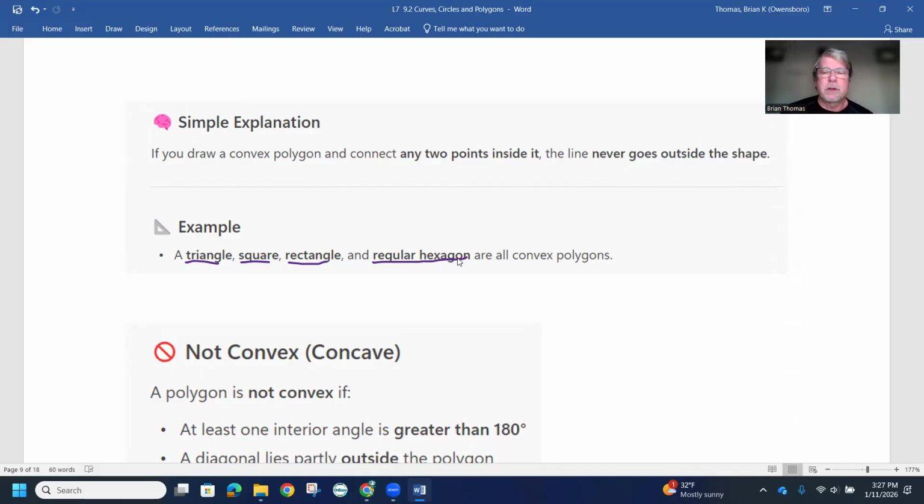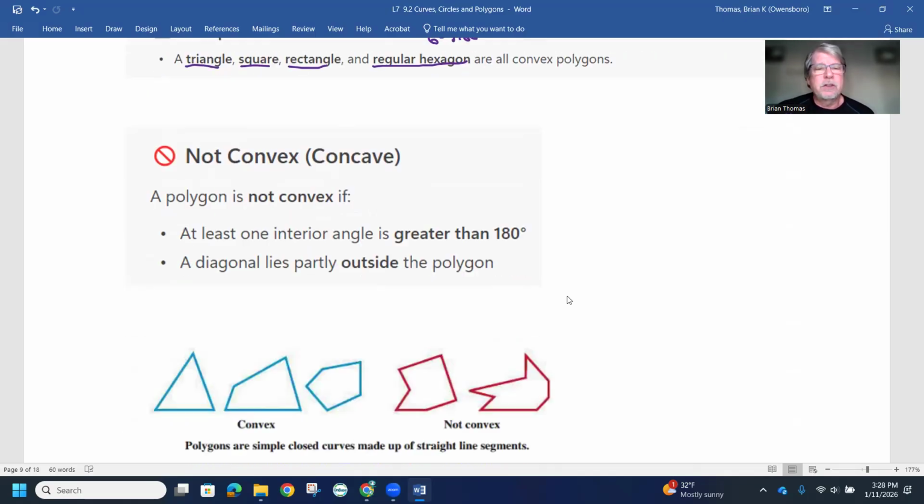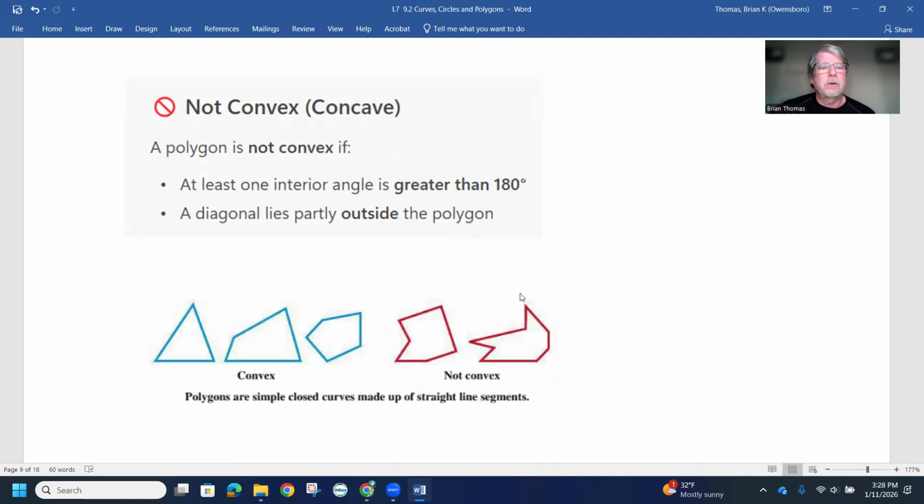And the word regular means all sides are equal. Hexagon implies six-sided. So it's a six-sided shape where all six sides are the same length, which is also going to create all six angles the same. So that's a convex. So the opposite of convex, they use the word concave. So in concave, at least one interior angle is greater than 180. A diagonal lies partly outside the polygon.